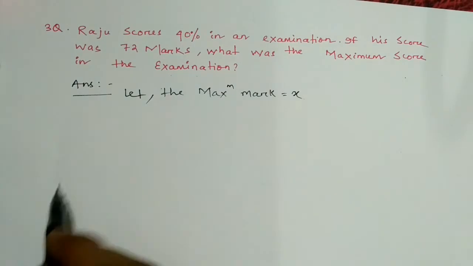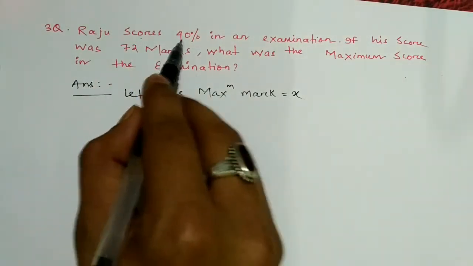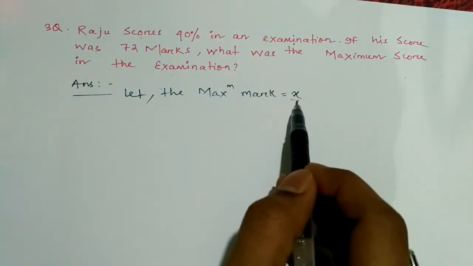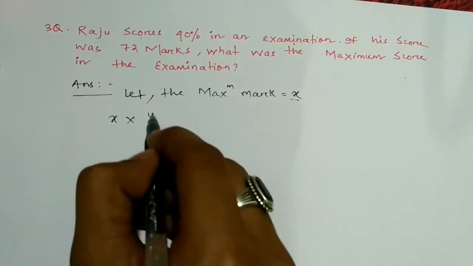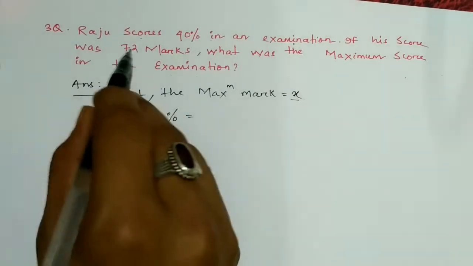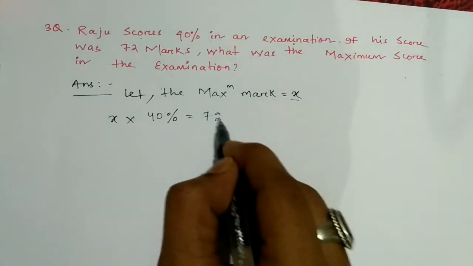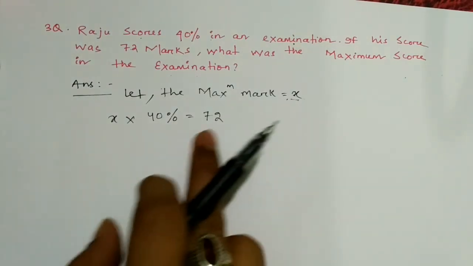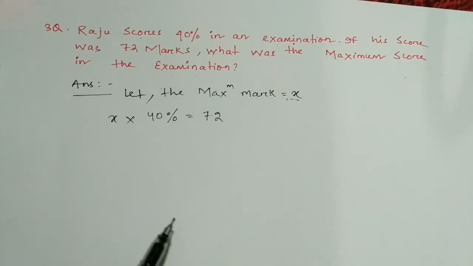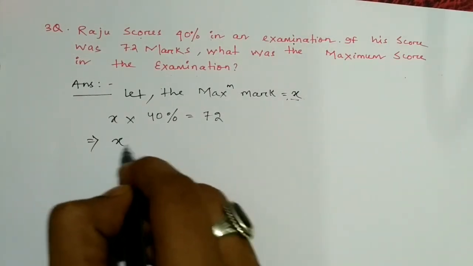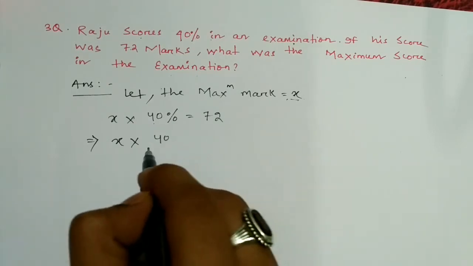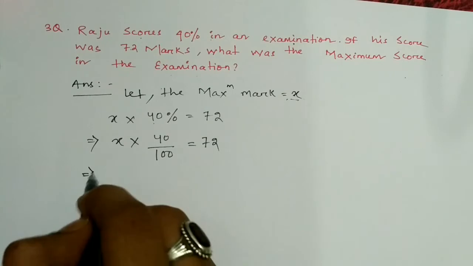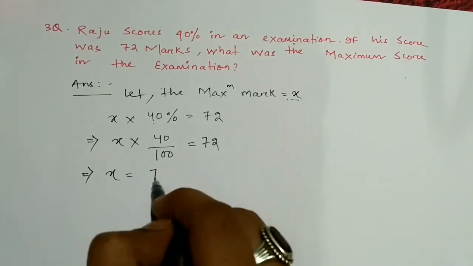And according to the question, Raju scored 40% in the examination. So the total mark is x, and he scored 40% of it, and the value is 72. So that is x into 40 divided by 100 is equal to 72. So the value of x will be 72.